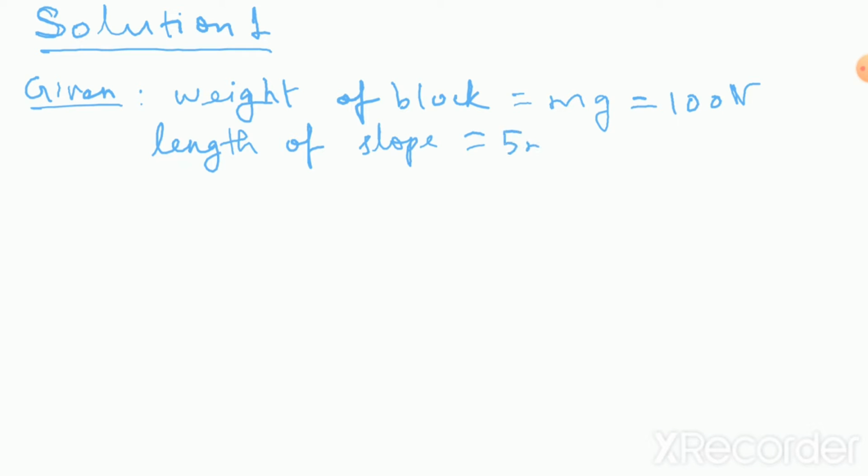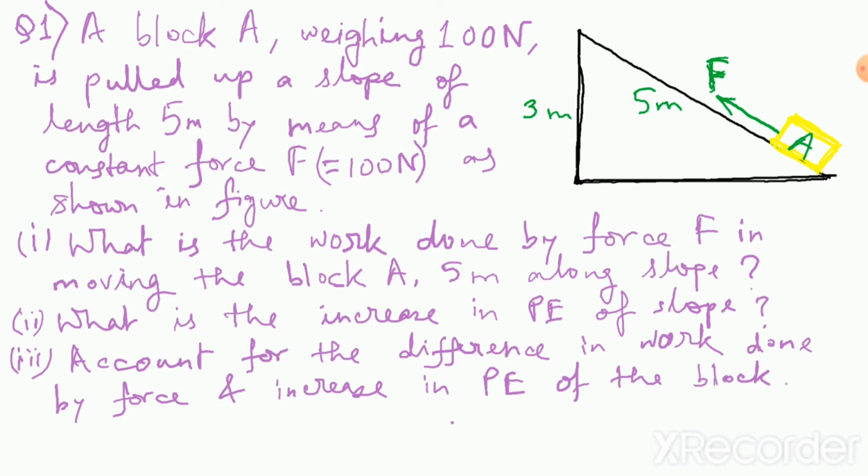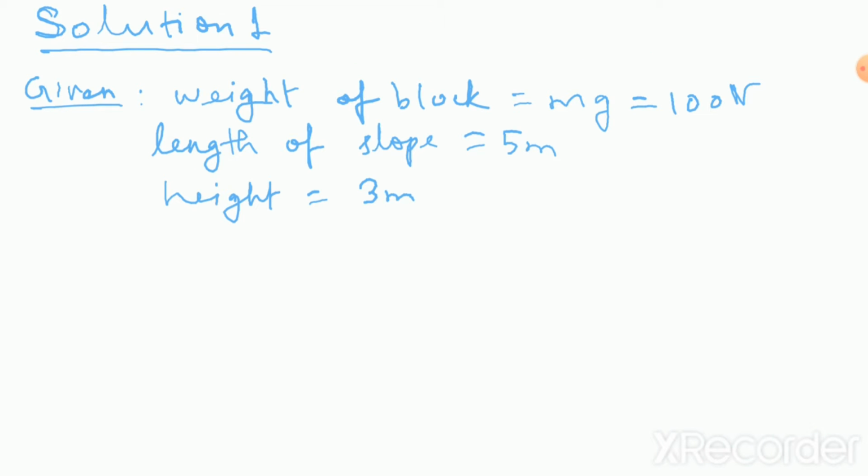And the height up to which the block has been raised is given as 3 meter. Just check it once. This has been the figure. Also, the force that has been applied to move the block up the slope is 100 Newton. So force applied, let us consider it as F, is also 100 Newton.